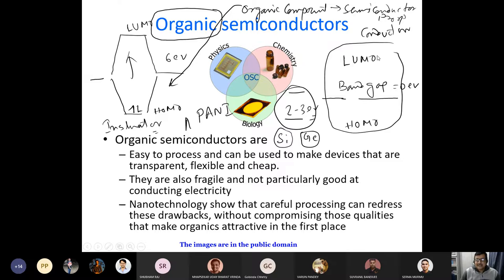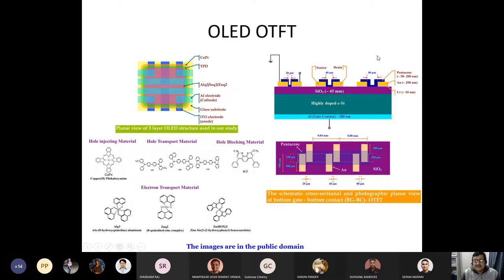So organic semiconductors have huge applications in terms of OLED. What is OLED? OLED is organic light emitting diode. So all flexible electronics is integrated with OLED, organic light emitting. Anybody has any idea what is a light emitting diode? What is the principle behind light emitting diode? How does it work?